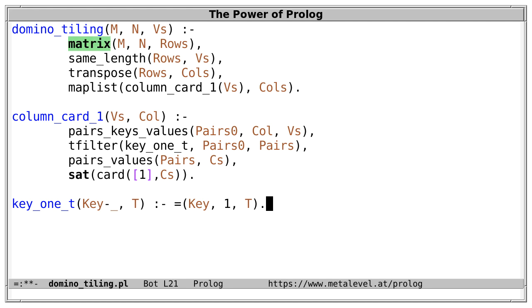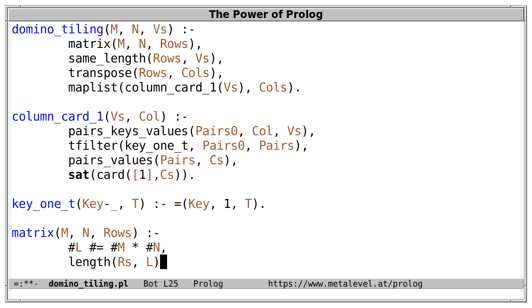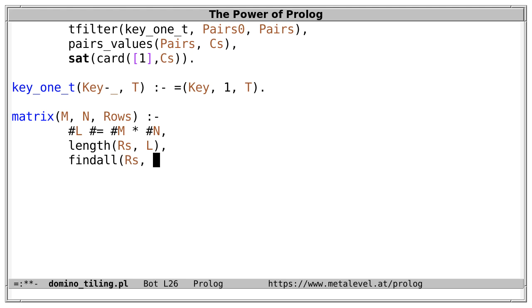Next, the matrix. We must relate the board dimensions m and n to a list of rows. If L is the number of squares on the board, m times n, then L is the length of every row rs. And we use findAll to collect all possible rows, one for each possible placement of a tile.